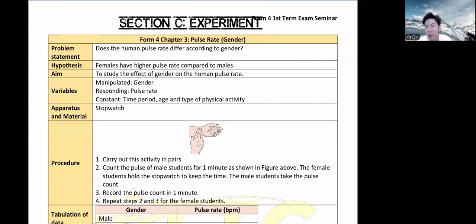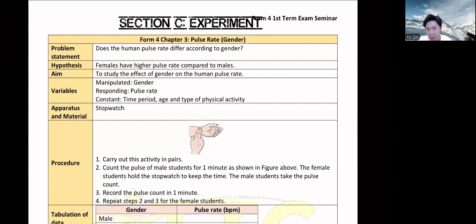So it will be super easy. You can actually just memorize the whole thing and just write the whole thing in exam. Or today I'm supposed to teach you how you can use the same method to answer different questions in future. Of course, now you have only one experiment, you can just memorize. But I think you need to know the basics of how you form all the answers, right? So, Form 4 Chapter 3, pulse rate, right?